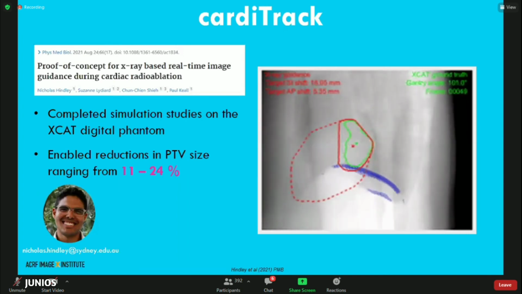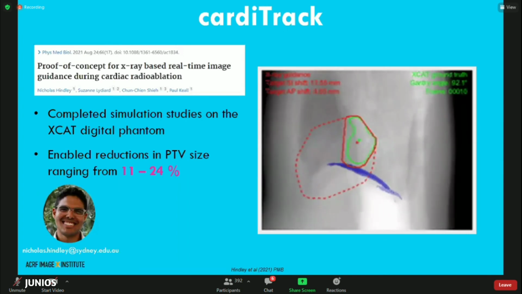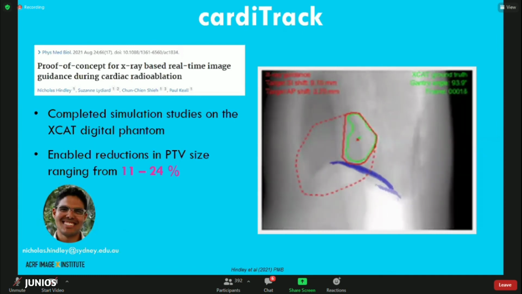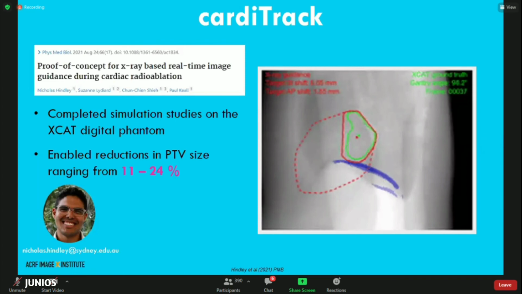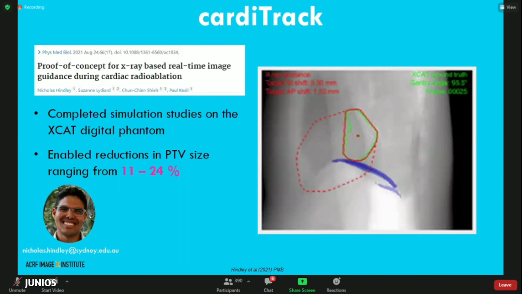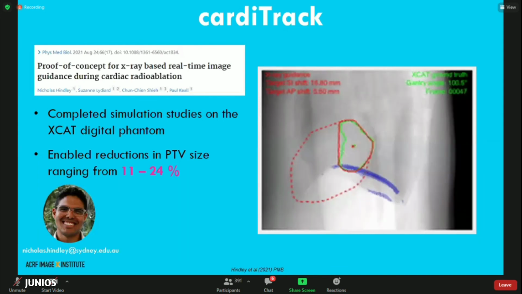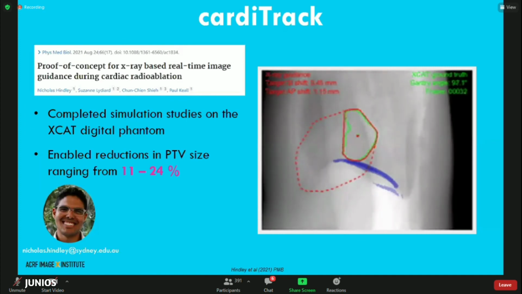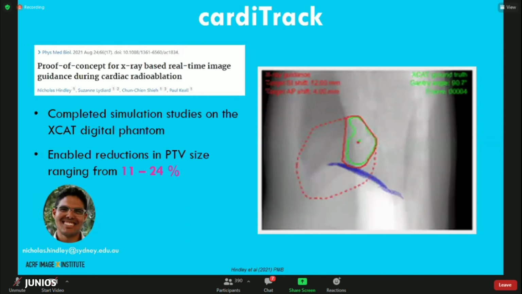On the right, you can see the diaphragm being tracked to move, and the left atria in solid red. The green contour is the ground truth target contour and is exhibiting both cardiac and respiratory-induced motion. You can probably see that on the kV images, it is extremely hard to see the heart, let alone cardiac substructures, but this software is able to accurately track these structures despite this. The simulation study found that CardiTrack reduced PTV volumes by 11 to 24%, which would result in less healthy cardiac tissue being irradiated to very high doses.